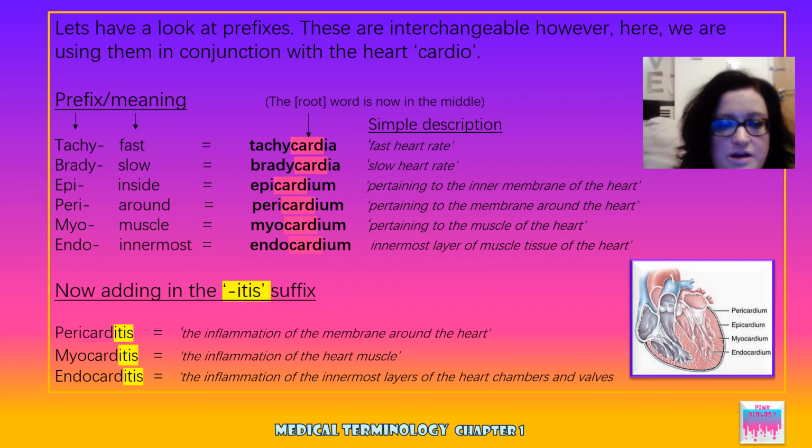Now, endocarditis, the first word is endo, which is innermost. Card is the heart. Then inflammation is itis. So you've got inflammation of the innermost layer of the heart chambers and valves.